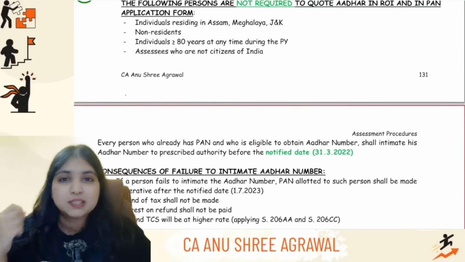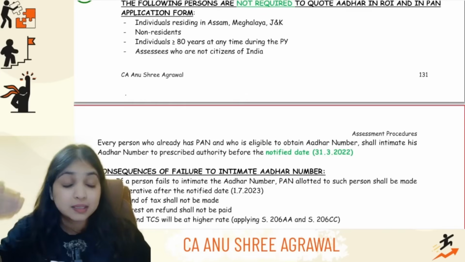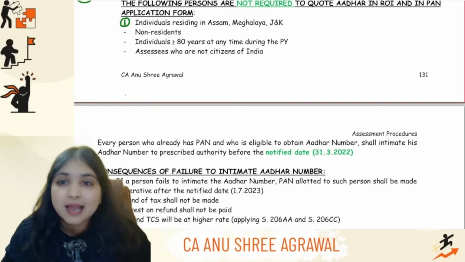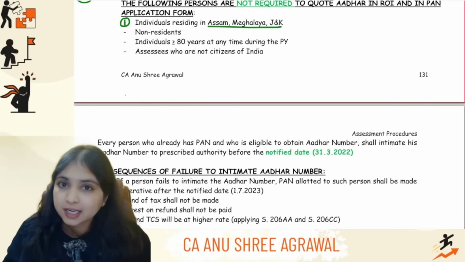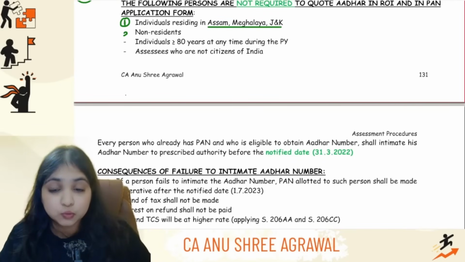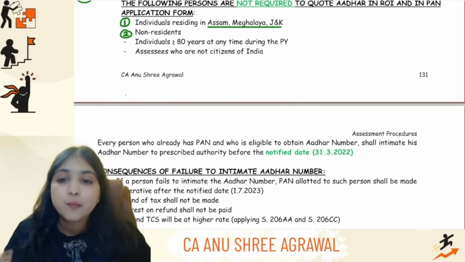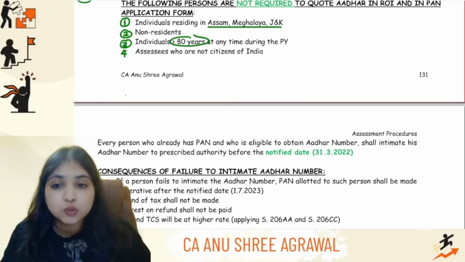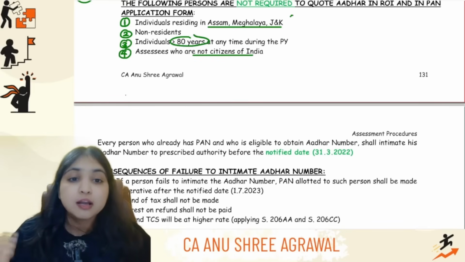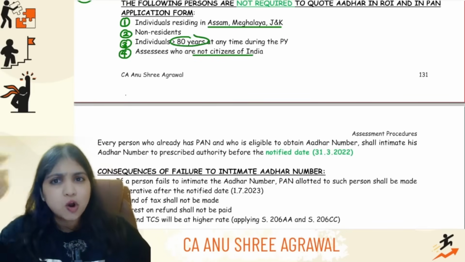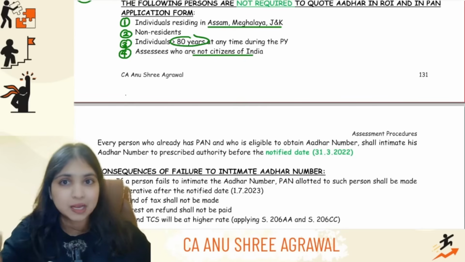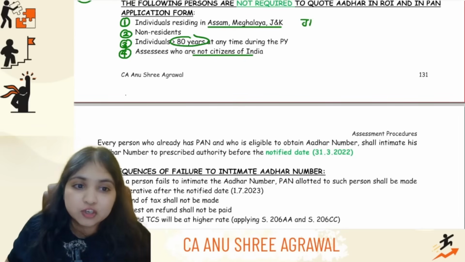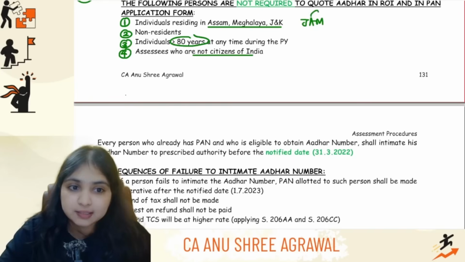But there are 4 individuals, guys, for whom this Aadhaar concept itself will not apply. Individual number 1, that individual who is living in Assam, Meghalaya, Jammu Kashmir. Point number 2, those individuals who are non-residents. Point number 3, those individuals who are at least 80 years old. And point number 4, those individuals who are not citizens of India. So for these 4 individuals, this whole concept of Aadhaar is not going to be applicable. Number 1, individuals who live in JAM, that is Jammu Kashmir, Assam and Meghalaya.